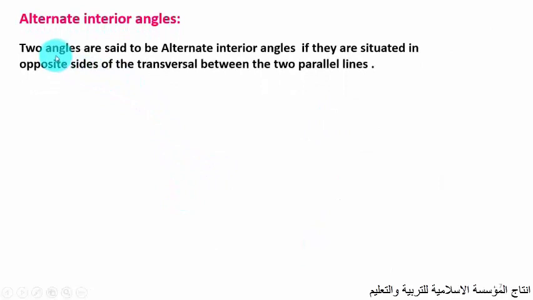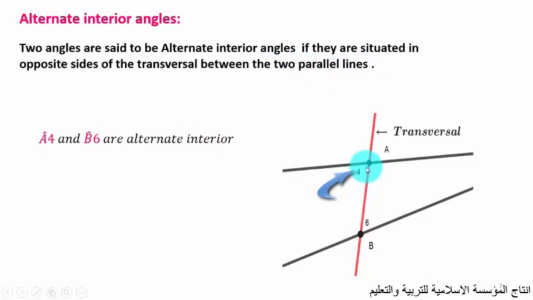Now, my students, we will define alternate interior angles. Two angles are said to be alternate interior angles if they are situated on opposite sides of the transversal between the two parallel lines. Example. Look for angle A4 and angle B6. Angle A4 is situated on the first side of the transversal. Angle B6 is situated on the opposite side of the transversal, so A4 and B6 are alternate interior angles. They form the letter Z.